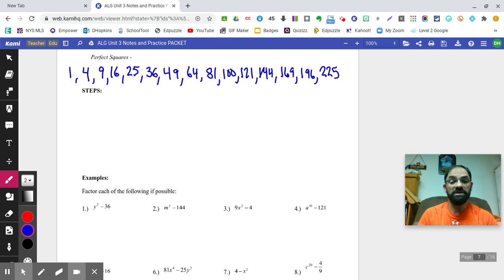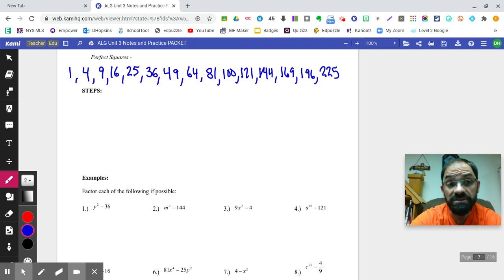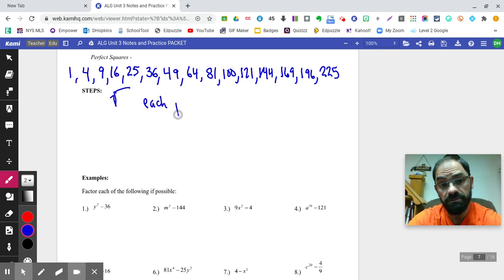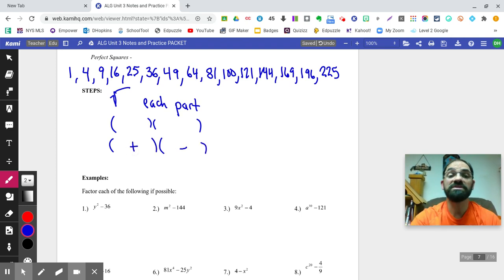Okay, so the steps would be to take the square root of each piece. So we can just say square root each part. And then we have two sets of parentheses. And inside those parentheses, one will be separated by a positive, one will be separated by a minus. It's as simple as that. So we've already done the hard part. And I will show you why in just a moment.